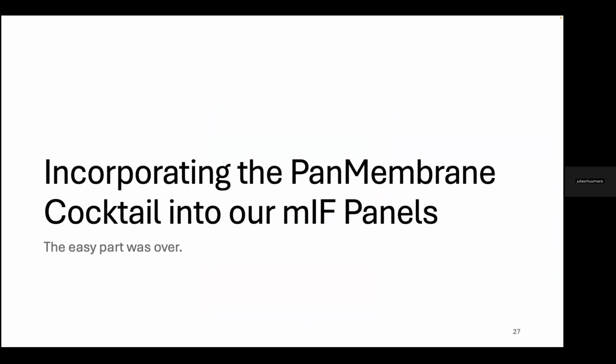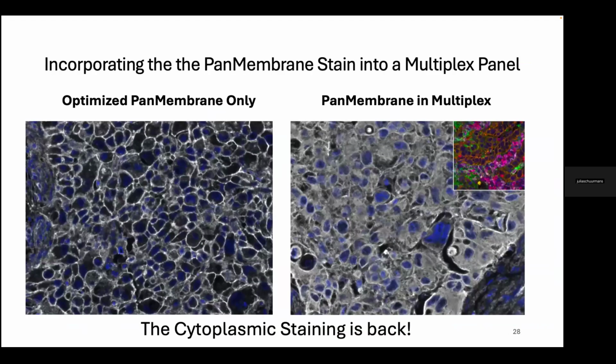So the easy part was over. Diluting a primary was actually the easiest part of my project, unsurprisingly, because when I threw it back into a full multiplex, the cytoplasmic staining came right back. Unfortunately, what we're looking at here is my stain by itself. There's no other markers on the tissue. When I put all other 8 markers on the tissue, suddenly I have this really dark, arguably worse cytoplasmic staining than what I started with.